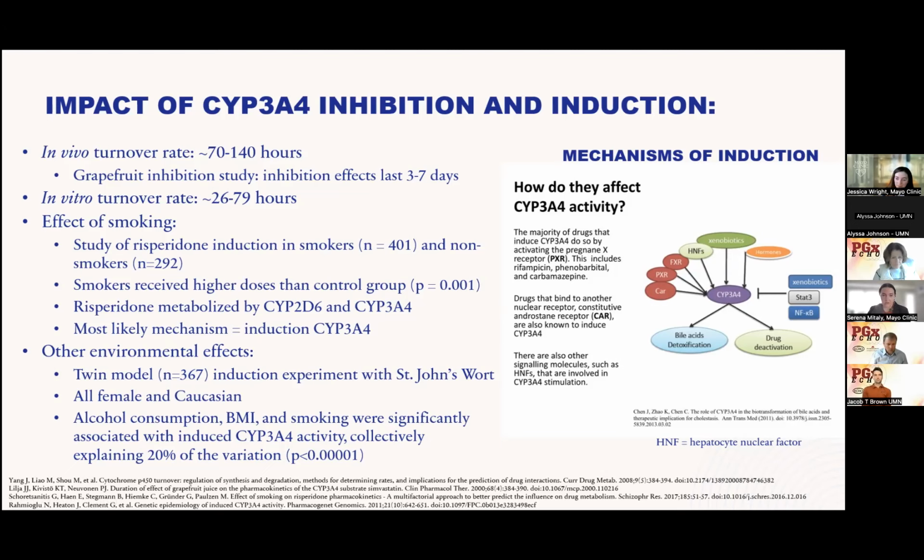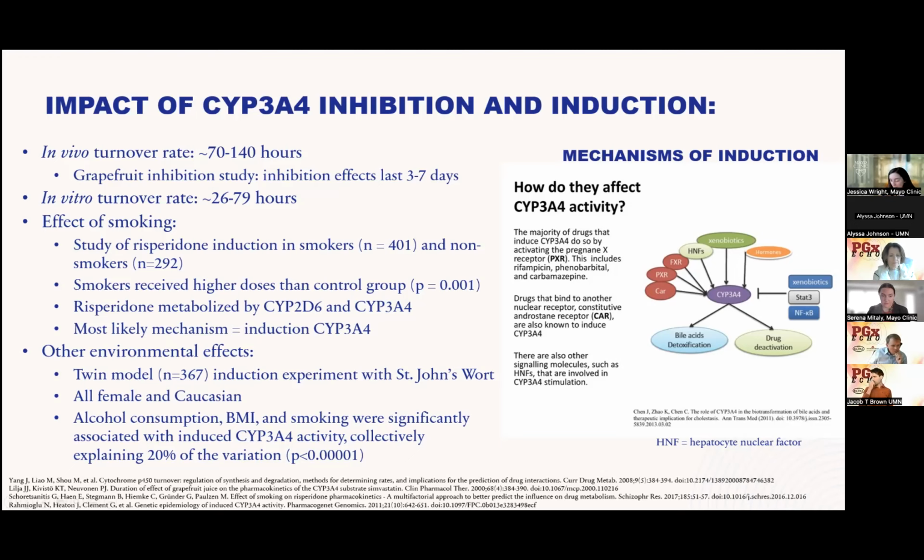Now for smoking, we know that smoking does induce CYP1A2, but what about CYP2D6 and CYP3A4? What about these other enzymes? There was a study of risperidone induction in smokers, and the smokers received higher doses of risperidone than the control group, which were the non-smokers, and that was statistically significant. We know that risperidone is metabolized by CYP2D6 and CYP3A4. CYP2D6 is really not thought to be inducible, so the most likely mechanism is that smoking induced CYP3A4.